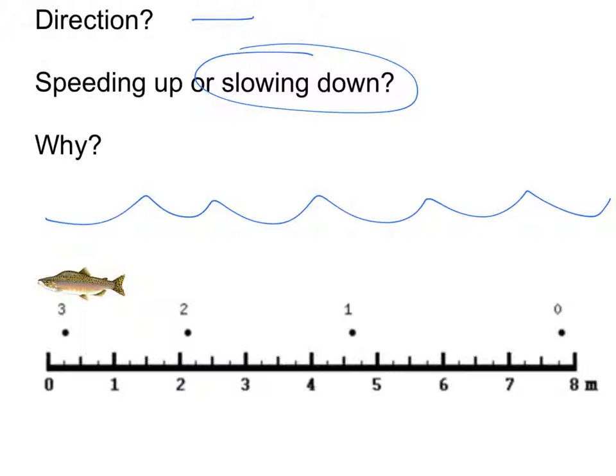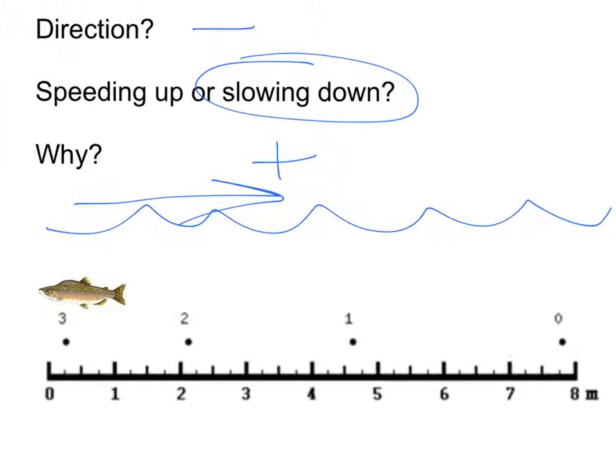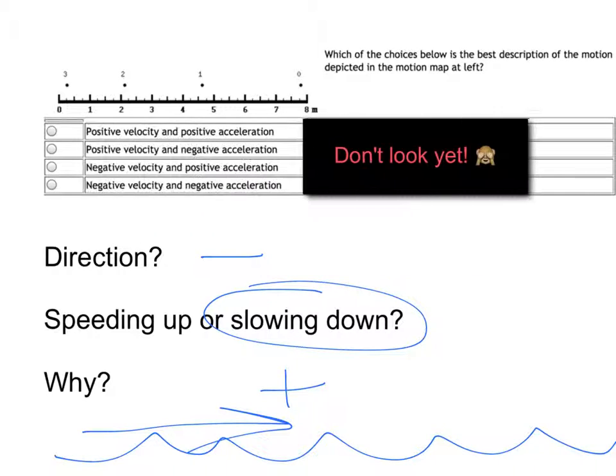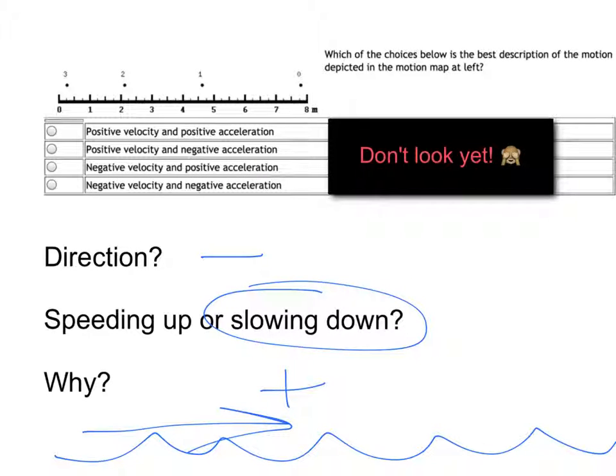Now, you might think slowing down, the acceleration must be negative. But that's not always the case. Remember, for our salmon, the only thing that's going to slow him down is if the current is pushing in the opposite direction, right? The current must have been pushing this way for him to slow down. That is the positive direction. So in this case, we have a negative velocity and a positive acceleration for him to slow down. Let's check our answer choices. And negative velocity, positive acceleration, there we are.